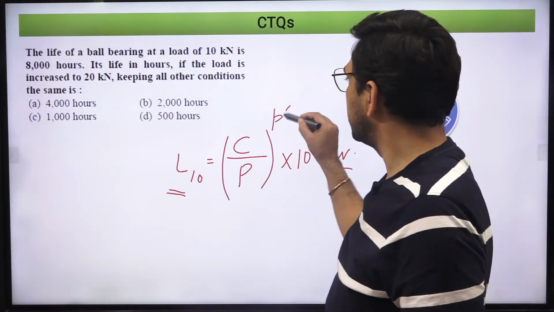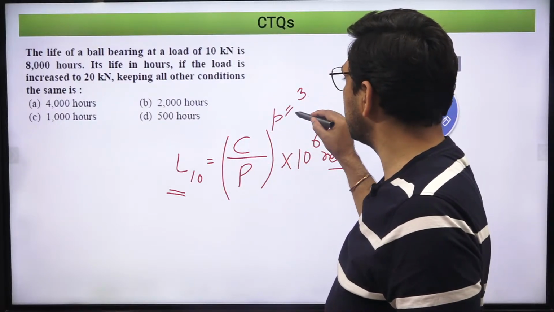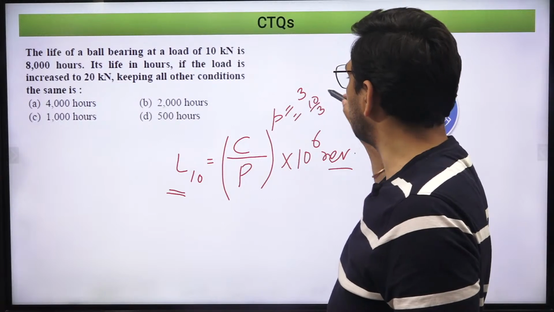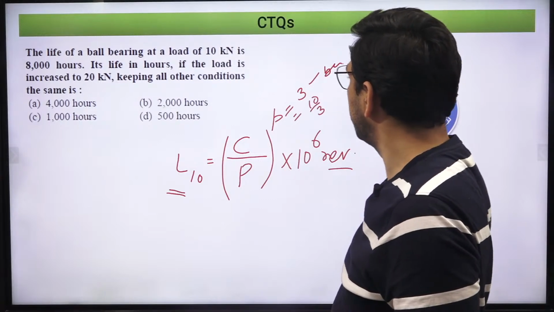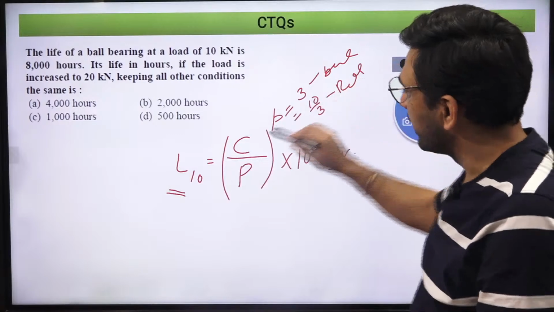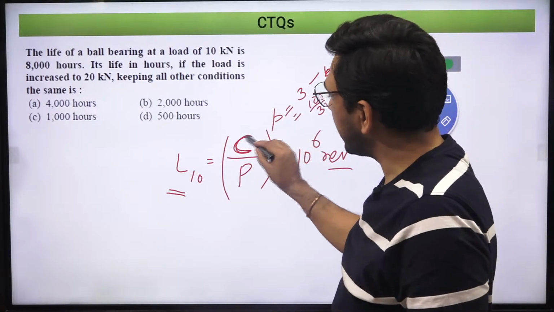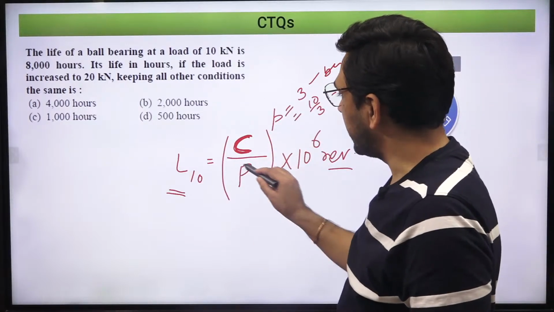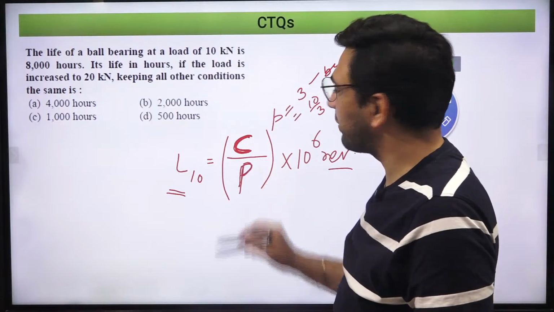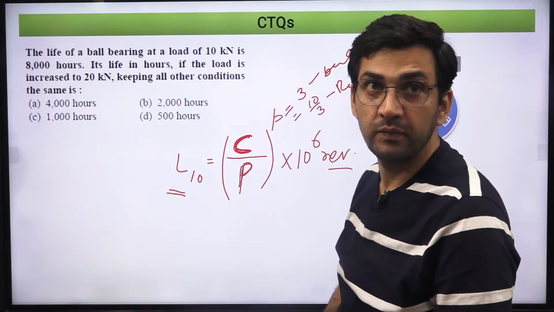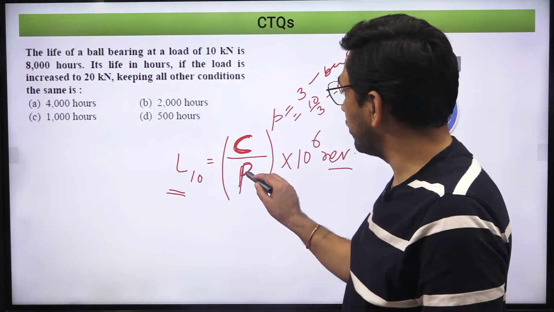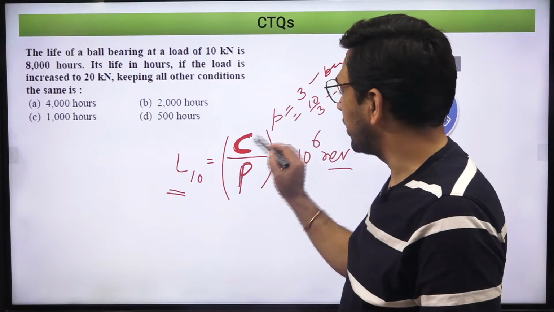So this is the rating life of a group of bearings, where you should know the terms. This p is 3 for ball bearings, and 10 by 3 for roller bearings. And over here, C is the dynamic load carrying capacity, and P is the actual load which you are applying on the bearing, right?